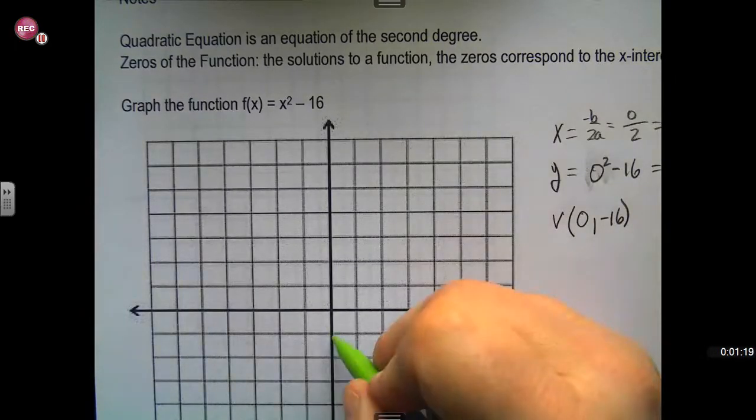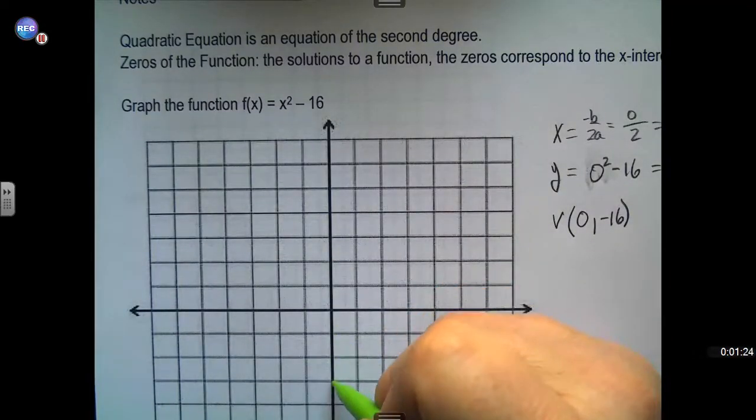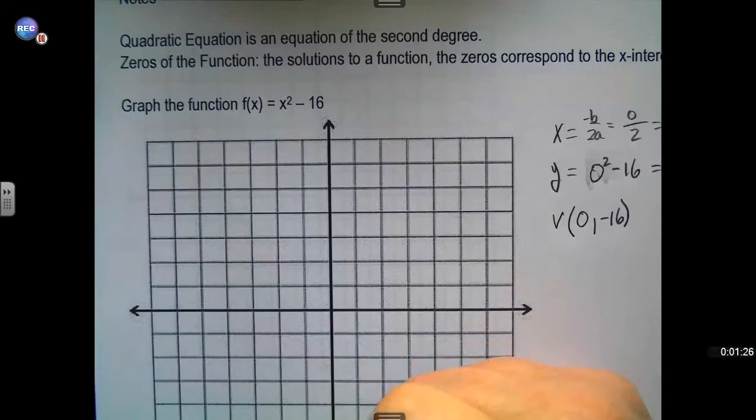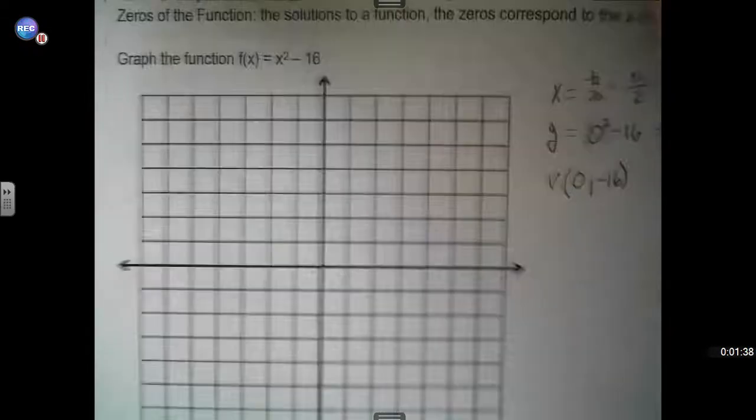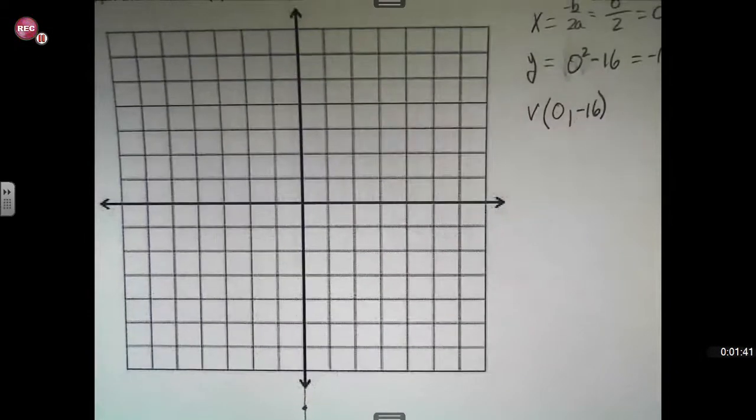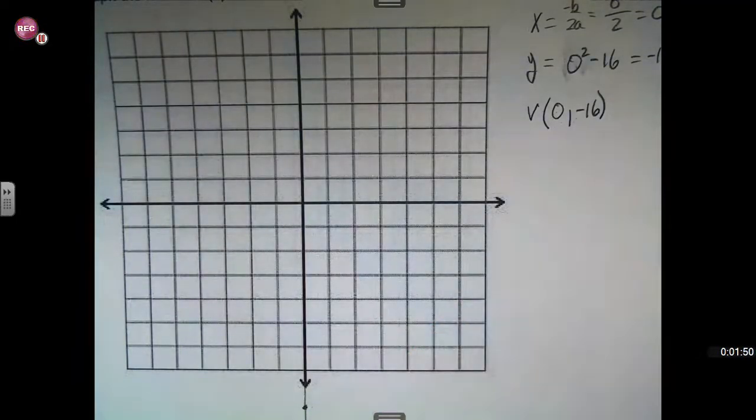So I'm going to count by 2's going down here. So 2, 4, 6, 8, 10, 12, 14. It's still not going to fit. So the vertex is going to be somewhere down here. You can't see it because it's so far away and my graph is too big. So anyway, the vertex is somewhere down here, and that's also the y-intercept.